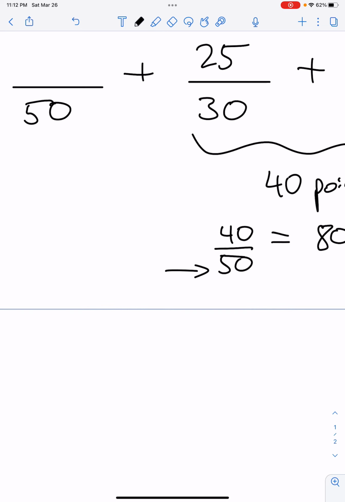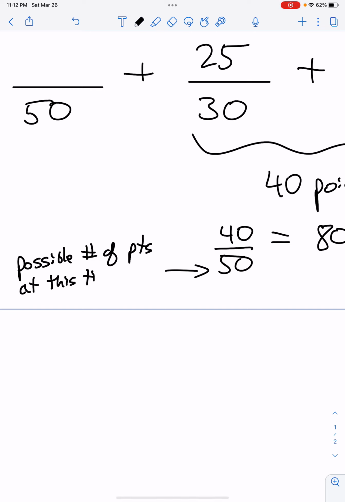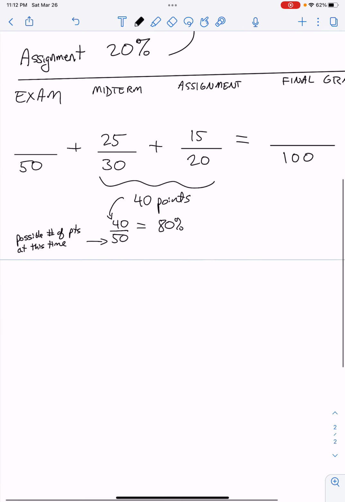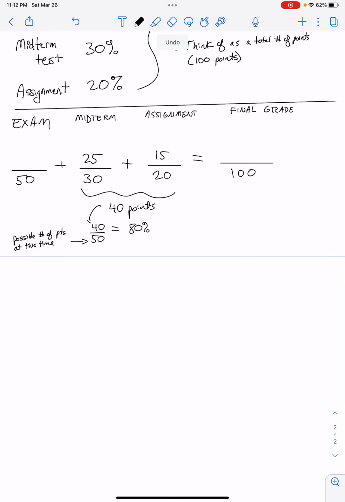Just to clarify, these are the possible number of points at this point, at this time, just to try and be clear in the language. So possible number of points at this time, and 40 is how many you've collected, and so you've got 80%. Now that's half the course. So this course is structured so half's the exam, half is other stuff.